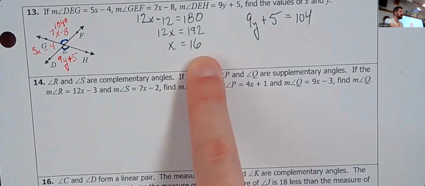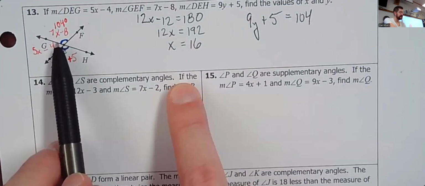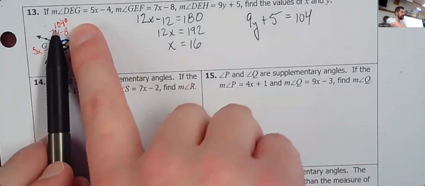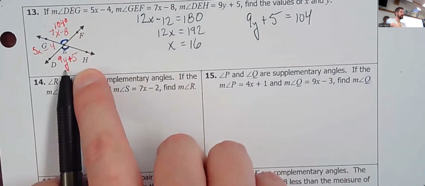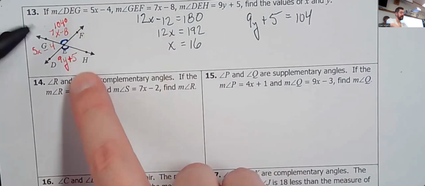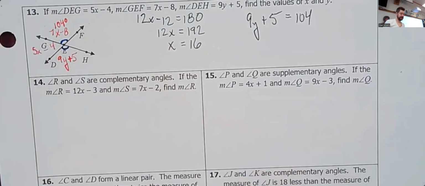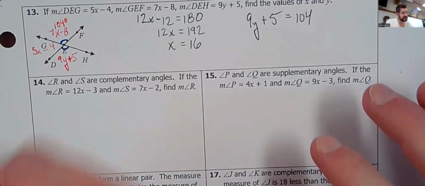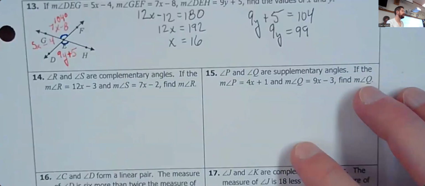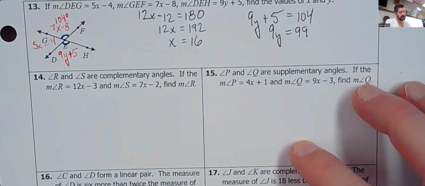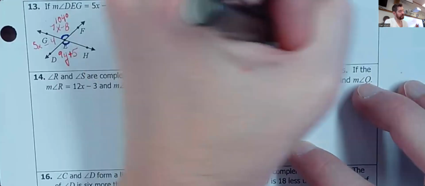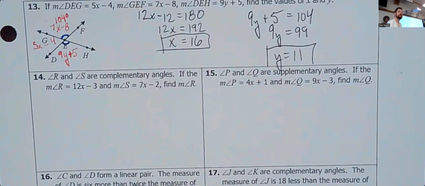The 104, we took our value of x and we plug it in for x here. So 7 times 16 minus 8. We need to know how many degrees that is before we can set it equal to that. So once we plug that in, multiply, subtract, we get 104, and then we can know that 9y plus 5 is equal to that. Then we're going to subtract 5 from both sides. So 9y equals 99. And divide by 9, what does y equal? 11. Yeah, so y equals 11. So x equals 16, y equals 11. Cool.